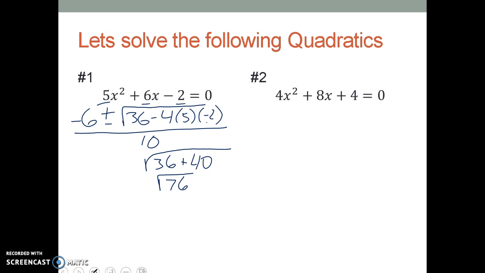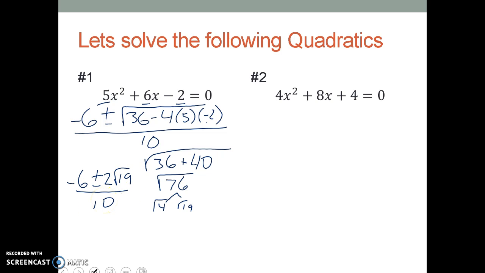I want to simplify the square root of 76 if I can. That would mean I'm going to have 4 times 19, which goes into 76. And so I can write this as negative 6 plus or minus the square root of 4, which is 2, times the square root of 19, all over 10.